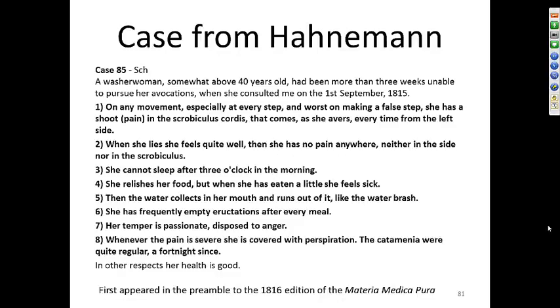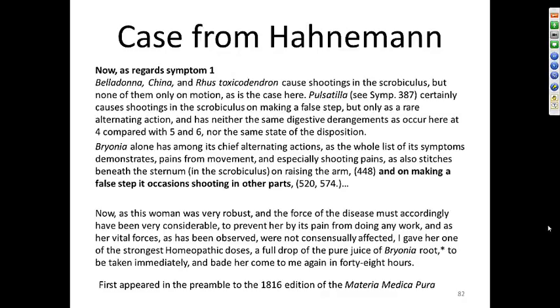So that's the case. And then Hahnemann goes on to say, now as regards symptom 1, belladonna, china, and rhus toxicodendron cause shootings in the scorbiculus, but none of them only on motion, as is the case here. Pulsatilla, and then he says, see symptom 387, certainly causes shootings in the scorbiculus on making a false step, but only as a rare alternating action, and has neither the same digestive arrangements as occur here at 4 compared with 5 and 6, nor the same state of the disposition.